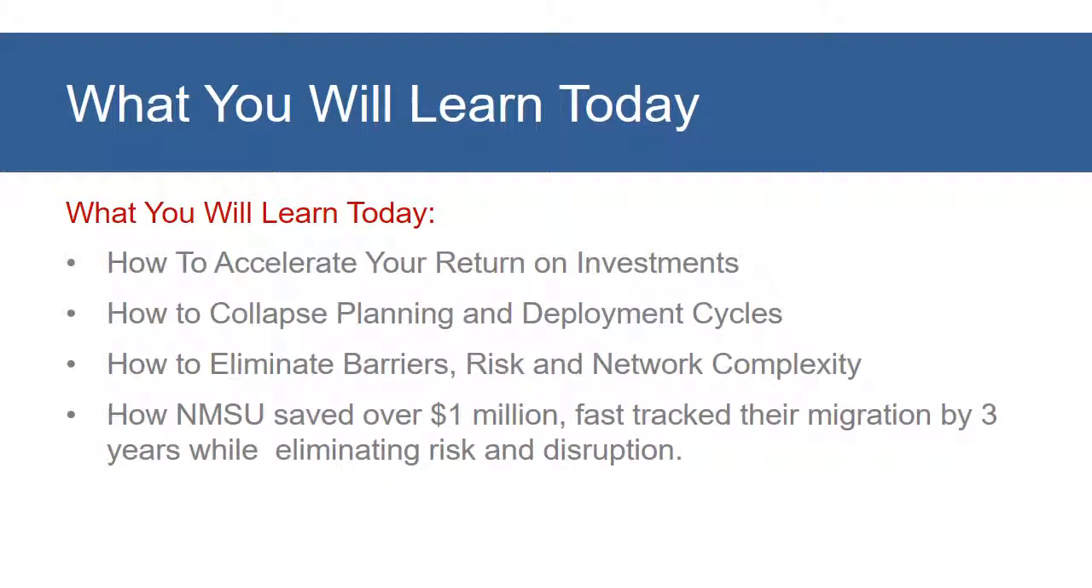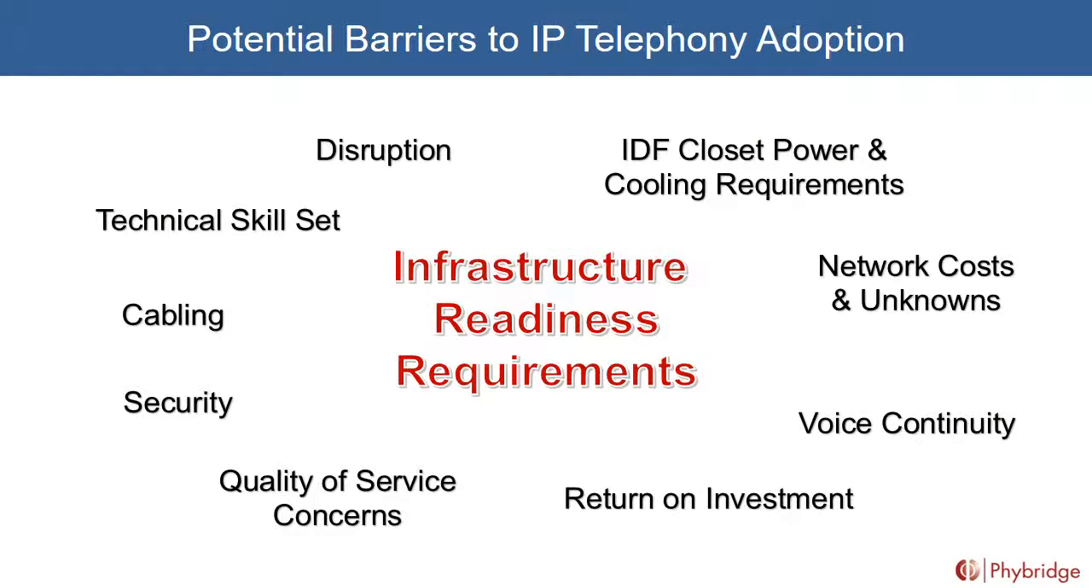So let's start off. Richard, let's talk about the potential barriers, what gets in our way of IP telephony adoption. Absolutely, Gary. And you can see on the screen that one or more of these different barriers are causing customers to not move to voice over IP. It could be disruption, it could be the closet requirements, but they all relate to infrastructure readiness requirements, as you can see. And we're going to talk about how we can overcome those barriers to be able to have customers able to move forward without having to worry about these barriers.